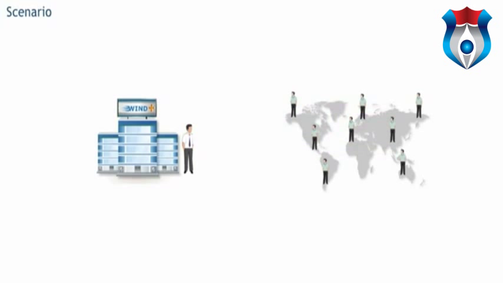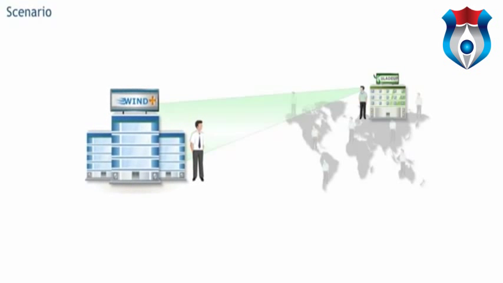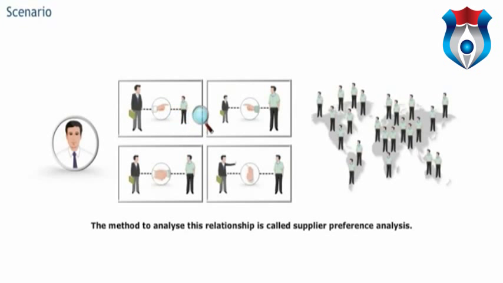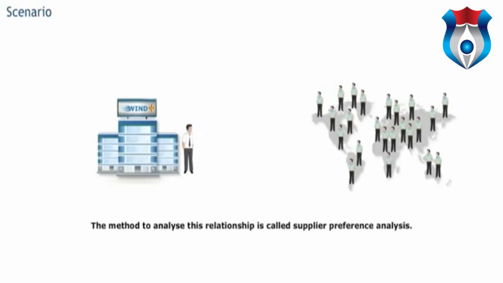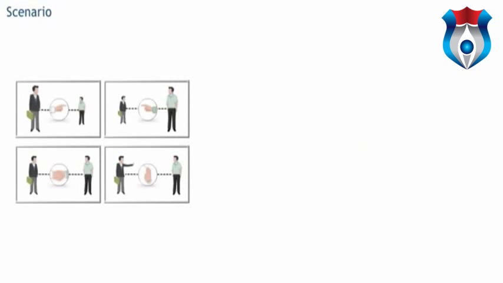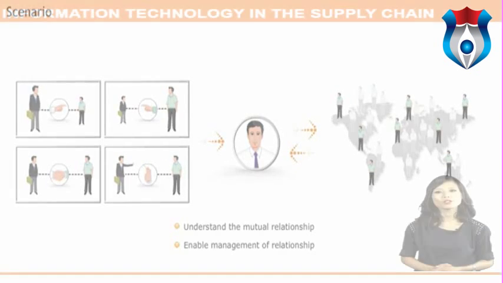For example, how BladeUp perceives Wind Plus. Yes, do they view Wind Plus as a strategic partner with whom they can develop more business in the future, or as a small, unimportant customer? The method to analyze this relationship is called supplier preference analysis and is used by buyers to investigate how suppliers perceive their customer. So, using this method will lead us to understand the mutual relationship and enable management of that relationship. Yes, Daniel, that is correct.